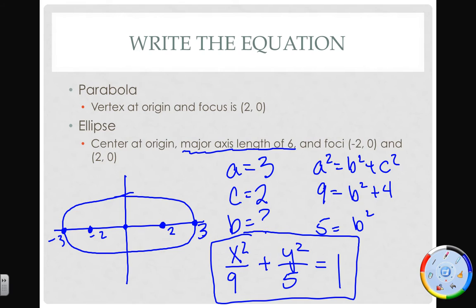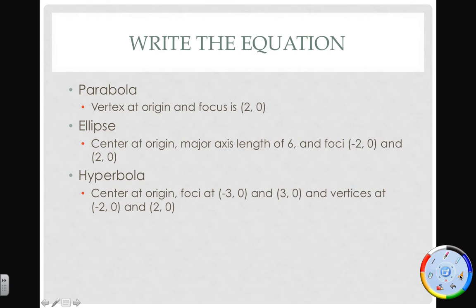You could actually go on to Desmos, and you can graph these things on Desmos. I didn't mention that for parabolas, but you can go and graph sideways parabolas on Desmos. You can graph ellipses on Desmos, and you can graph hyperbolas on Desmos. And speaking of hyperbolas, let's look at an example for this.